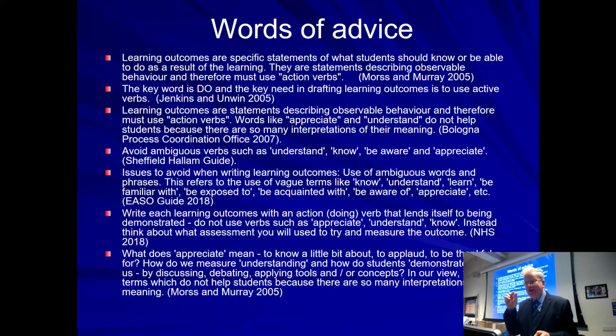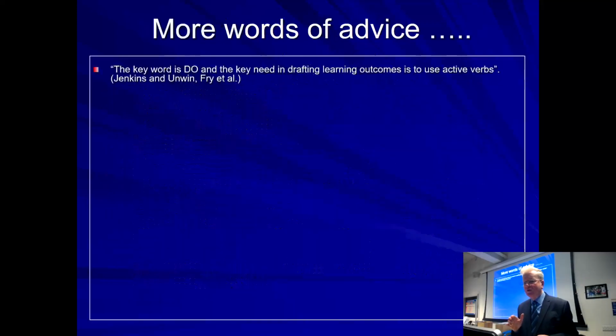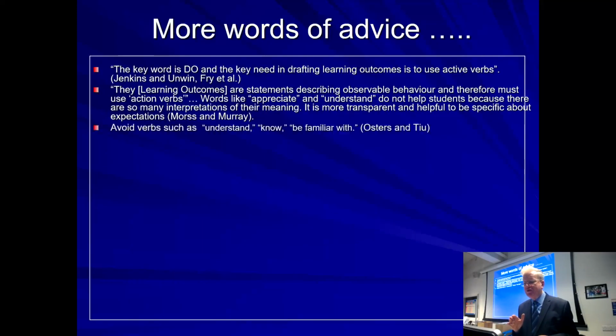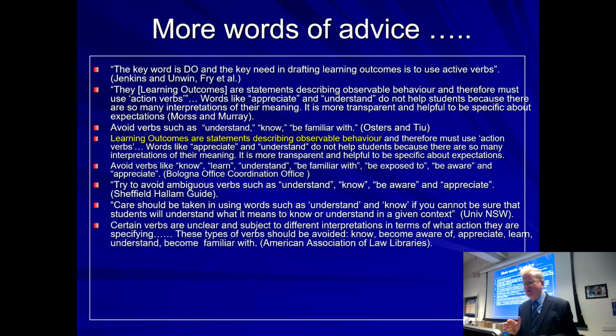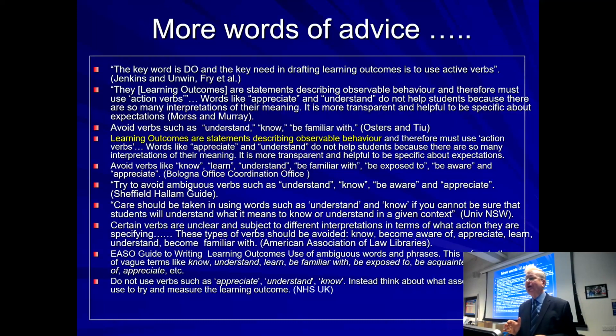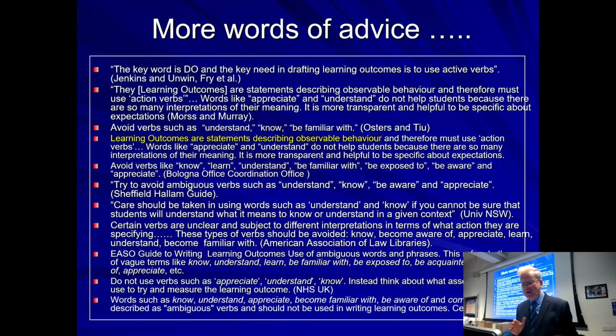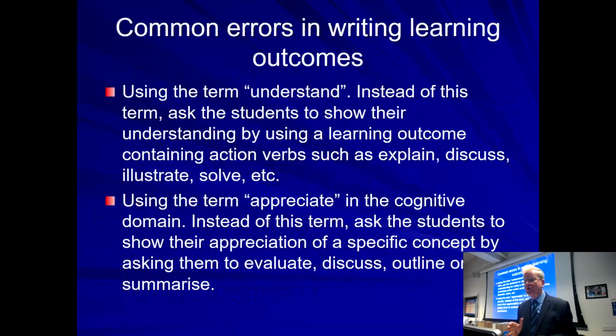You might remember the diagram that we showed you in the first of these presentations, where we showed the scientists looking into the microscope. And that's what learning outcomes are doing. They're helping us to get a clearer picture. So basically, all of these authors are agreed on one thing, and that is avoid words like know, understand, be familiar with, be aware of, appreciate, because they're too vague. That's essentially what the literature is saying. So if you avoid those words, you're doing well.